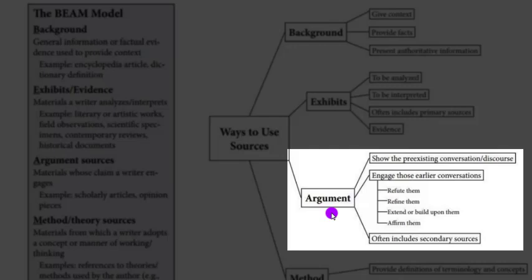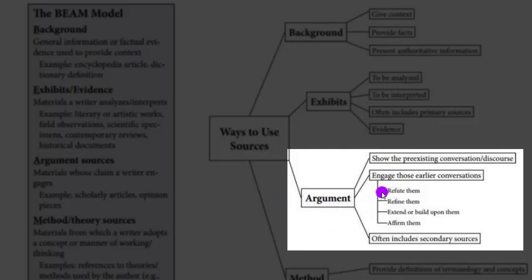So this might be things like scholarly articles, opinion pieces in a magazine or a newspaper. Meaning that it's their interpretation of the primary source and you're using it. You're basically using their analysis or interpretation for your own purposes. And so argument is a little tricky, right?